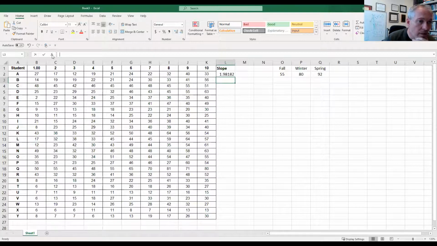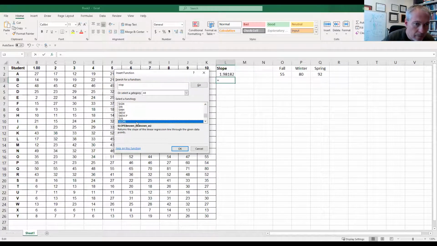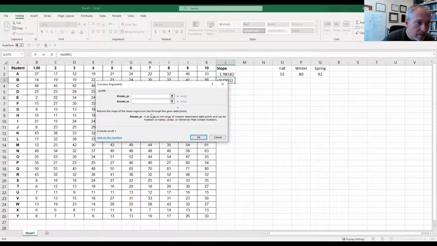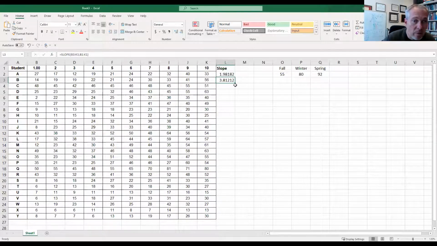Again, to do it one more time: click here, start typing slope, it comes up. Dependent is the score, so I'll put that there. Independent are the weeks, I'll put that one here. Click OK, see how it's all set up, B3 to K3 compared to B1 to K1. Click OK, and this kid's increasing by 3.812. Now I can drag this to get the slope for all the kids.